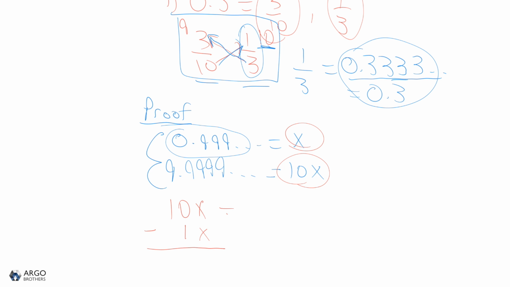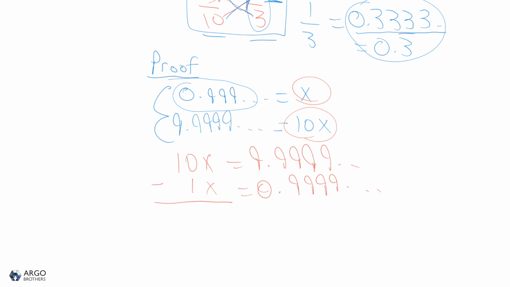Now, we know that 10x is equal to 9.99999 repeated, and 1x is just equal to 0.99999 repeated. Well, one thing is interesting here. We see that there is a similar part of these two numbers, and that part is these repeating nines. So when we subtract them, those go away. 0.999 repeated minus 0.999 repeated is just 0. And then what's 9 minus 0? That is 9. So we have 9.0 here.